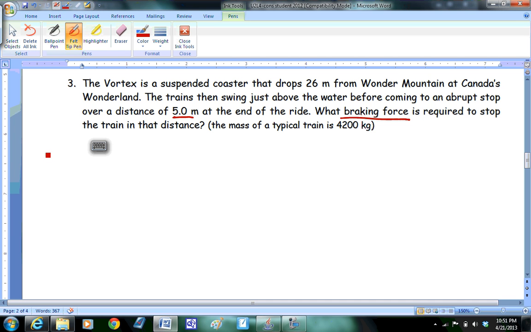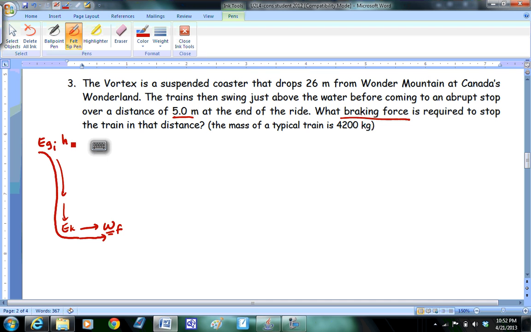So what's happening here is I'm going to be falling down the mountain. I'm going to start with Eg at the top. It's going to change into Ek at the bottom of the first hill. And then it looks like we have applied force and there's a distance. So that probably tells us it's going to be some kind of work. So I'm going to start with Eg and end up with work energy. Remember, change in energy is really work.